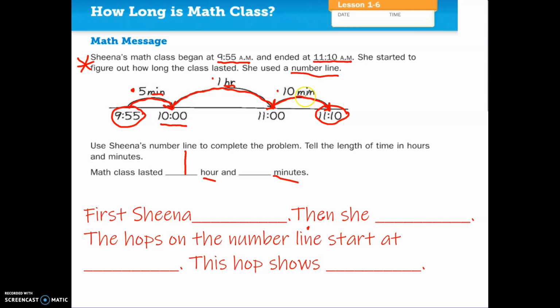And then I have a 10-minute hop and a 5-minute hop. 10 plus 5 is 15. So her math class lasted 1 hour and 15 minutes.